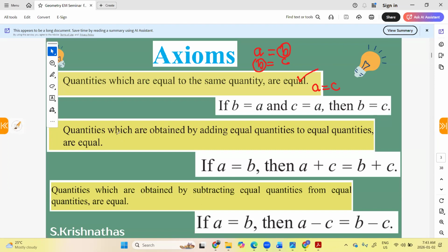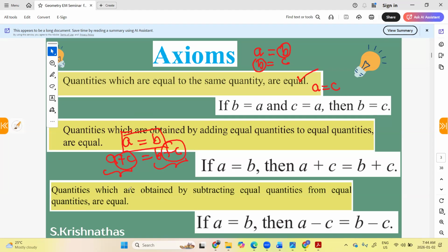Okay, that is done. The second one: quantities which are obtained by adding equal quantities to equal quantities are equal. For example, if A equal to B, I add equal quantities to the equal quantity, A plus C, B plus C. Here I add equal quantities to the equal ones. Now what happened? Both are equal. This is the second axiom. Okay. The numbers are not important. Axiom 1, axiom 2, axiom 3, that is not important. If you mention axiom normally, it's enough. Okay. Right.